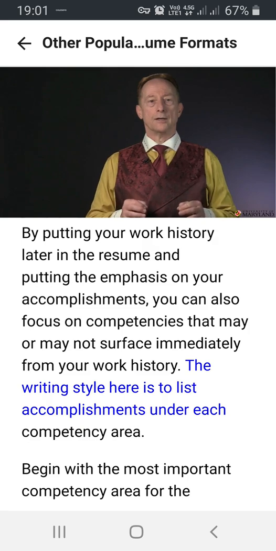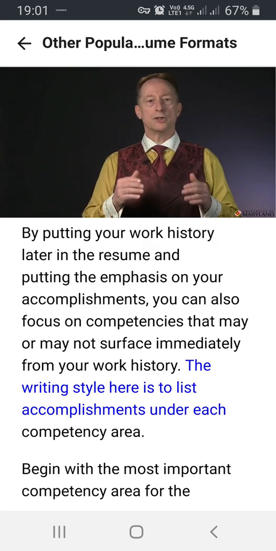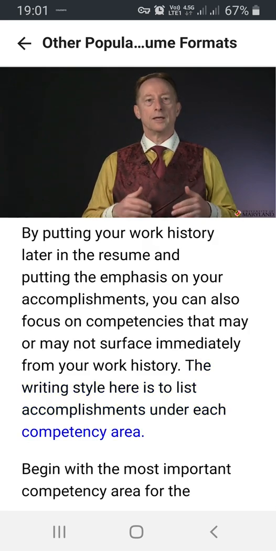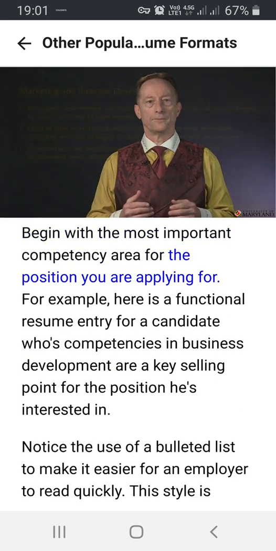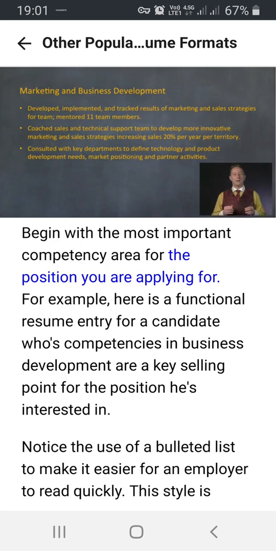The writing style here is to list accomplishments under each competency area. Begin with the most important competency area for the position you're applying for. For example, here is a functional resume entry for a candidate whose competencies in business development are a key selling point for the position he's interested in.